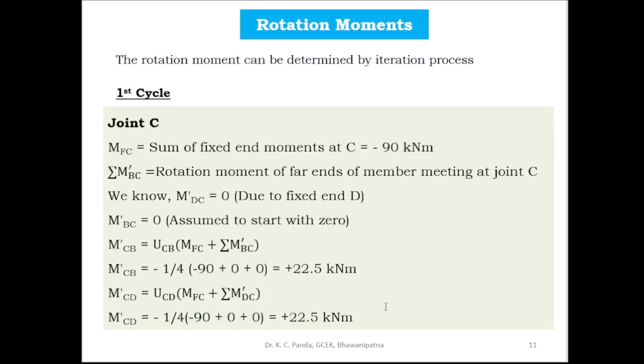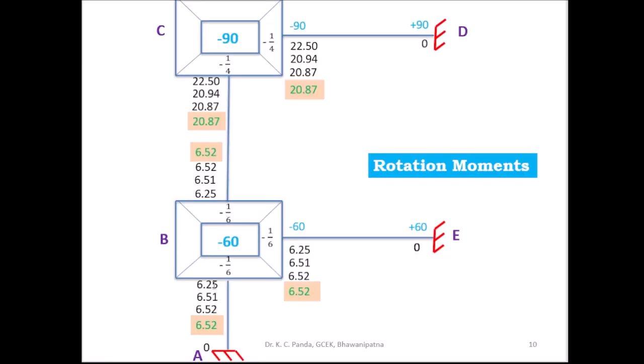Then you put the value just below the first cycle reading. So in the first cycle you got 6.25, 6.25, 6.25, and in the second cycle you got 6.51. You put it just below the first cycle rotation moment value. So the second cycle you got 6.51, 6.51, and 6.51. In a similar way, you then go for the third cycle.